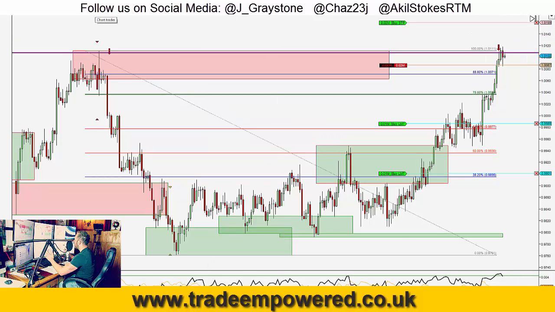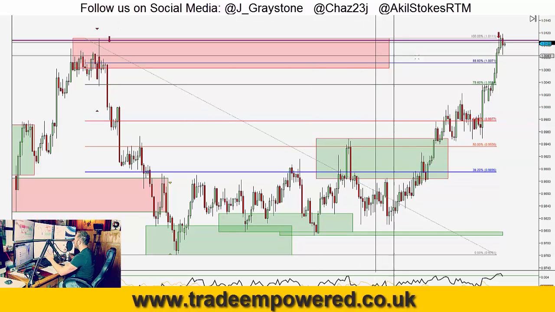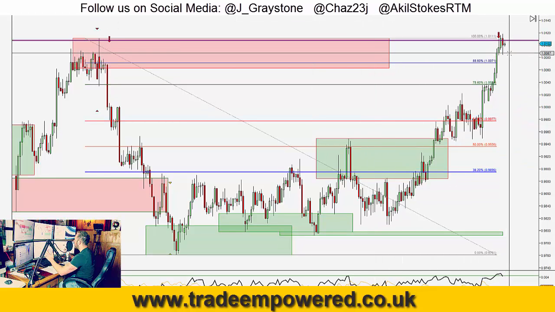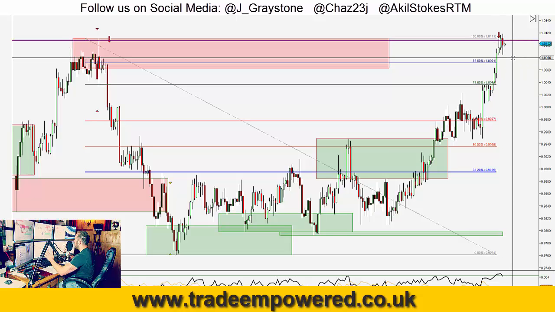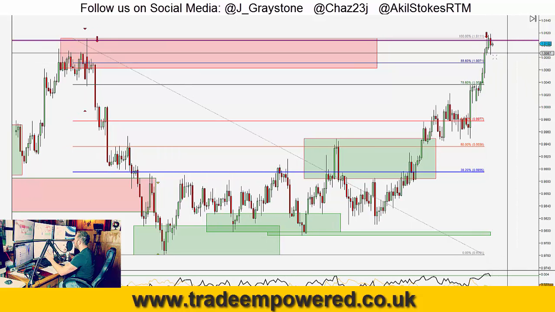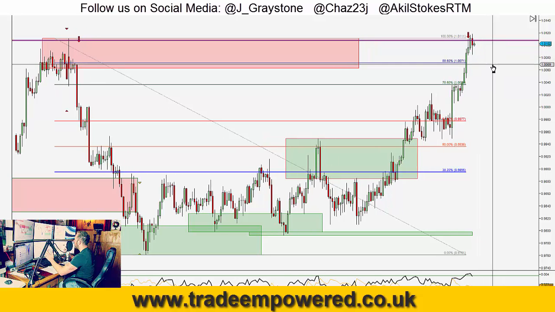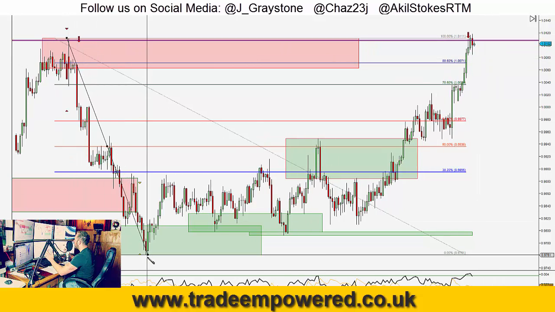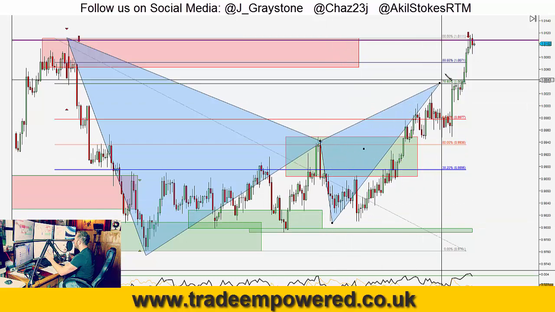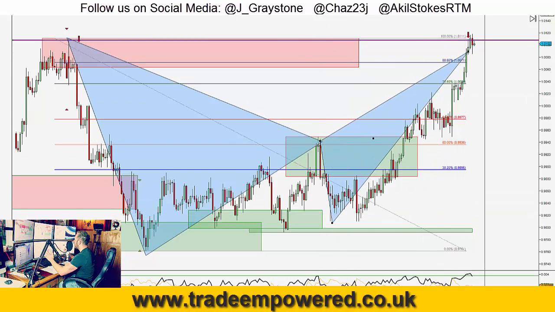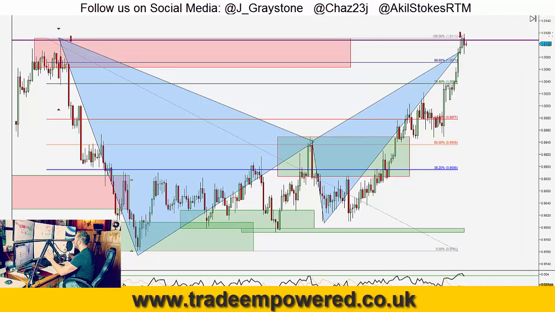I got involved at a much better entry at 10087, so I got a bit of a better entry, which obviously gives me a better risk reward. So I'm actually in this trade now. You can see X to A to B, B to C, and a CD completion up here. I actually got involved a bit higher, so it gave me a better risk reward.